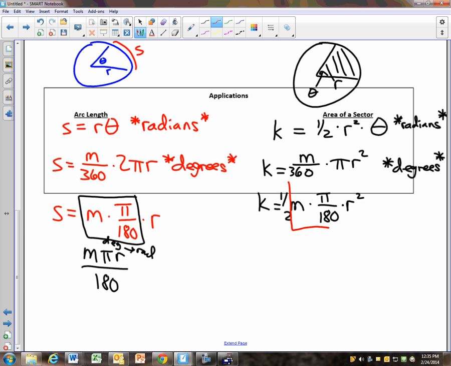When you take the measure of an angle in degrees and multiply it by pi over 180, that converts it to radians. So that's how you get it. One half r squared, times theta. This is the measure of your angle in radians.